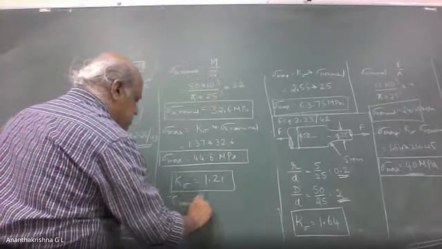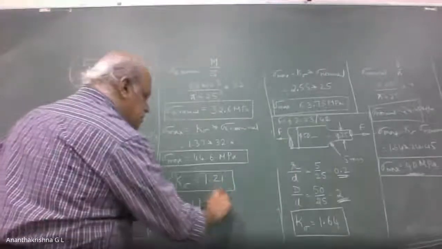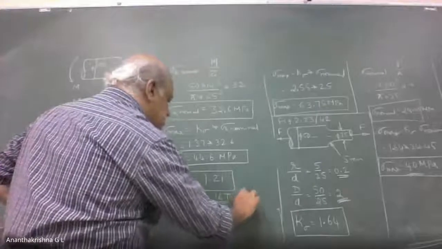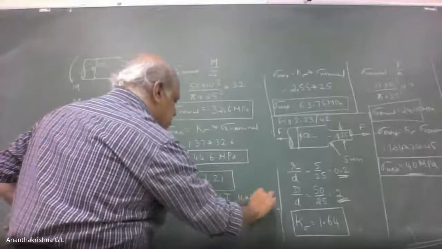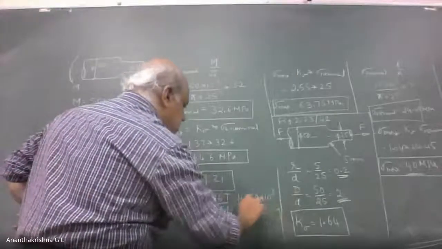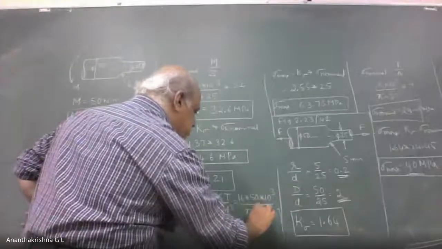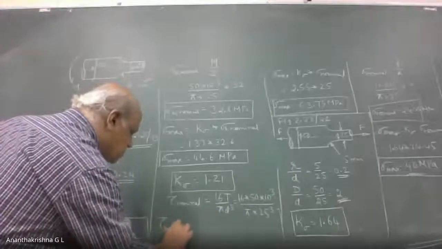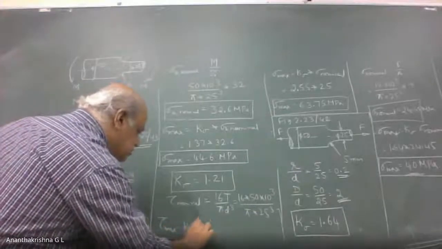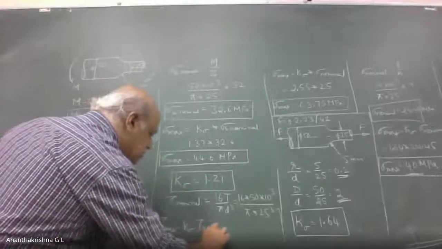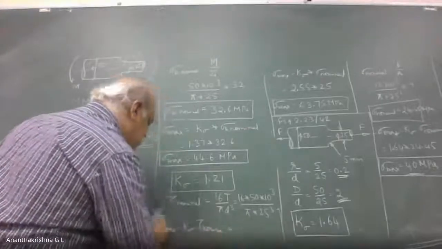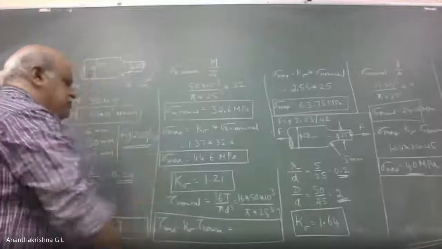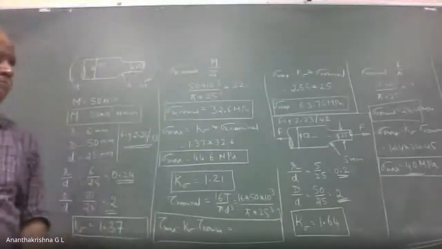And tau nominal, because it is subjected to torsional moment, is given by 16T by pi d cube. So that is 16 into torsional moment, 50 into 10 power 3 Newton millimeter, divided by pi into 25 cube. Therefore tau max is equal to K sigma into tau nominal. That should give you tau max equal to how much? Give me the value of tau max.